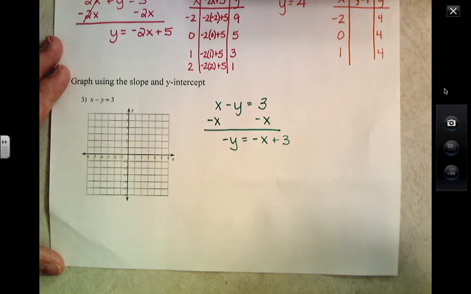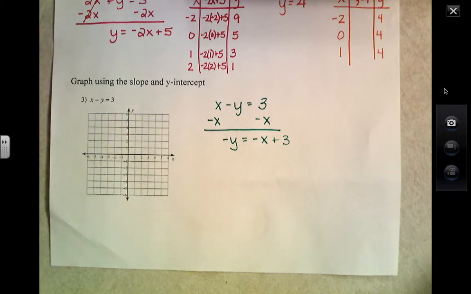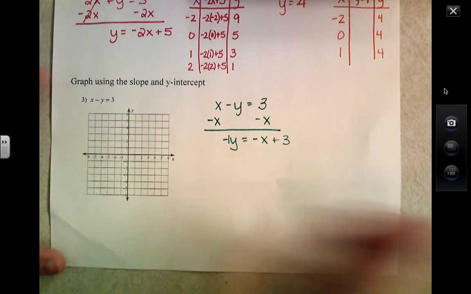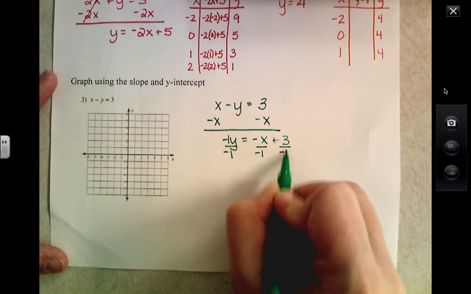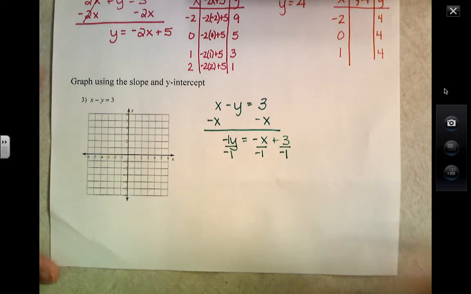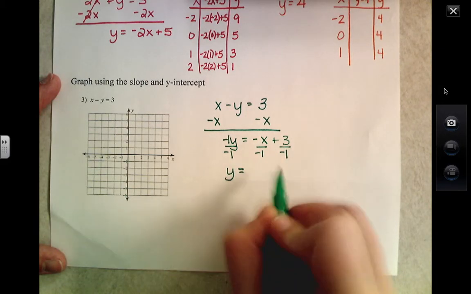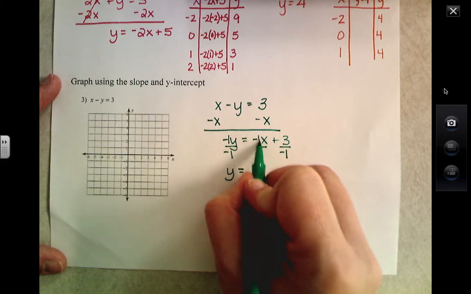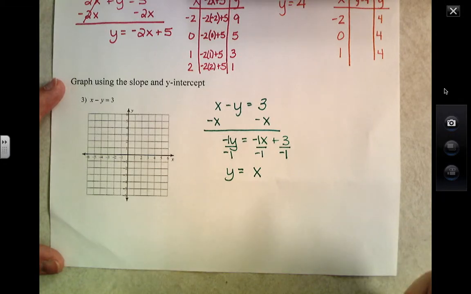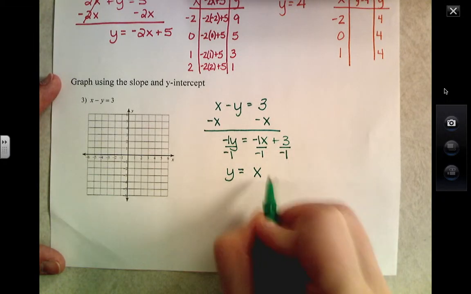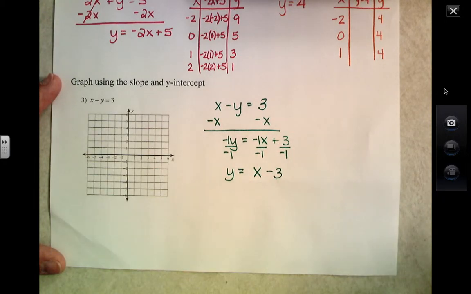Now, y is not alone. There's actually a number in front of the y, even though it kind of looks invisible. There is technically a negative 1 there. I have to get rid of that before I can graph this. So I'm going to divide every part by negative 1. Notice I'm doing that 3 different times. And y is going to equal, well, this is like a negative 1. Negative 1 divided by 1 is 1. So that's just x, or 1x. And 3 divided by negative 1 is negative 3.